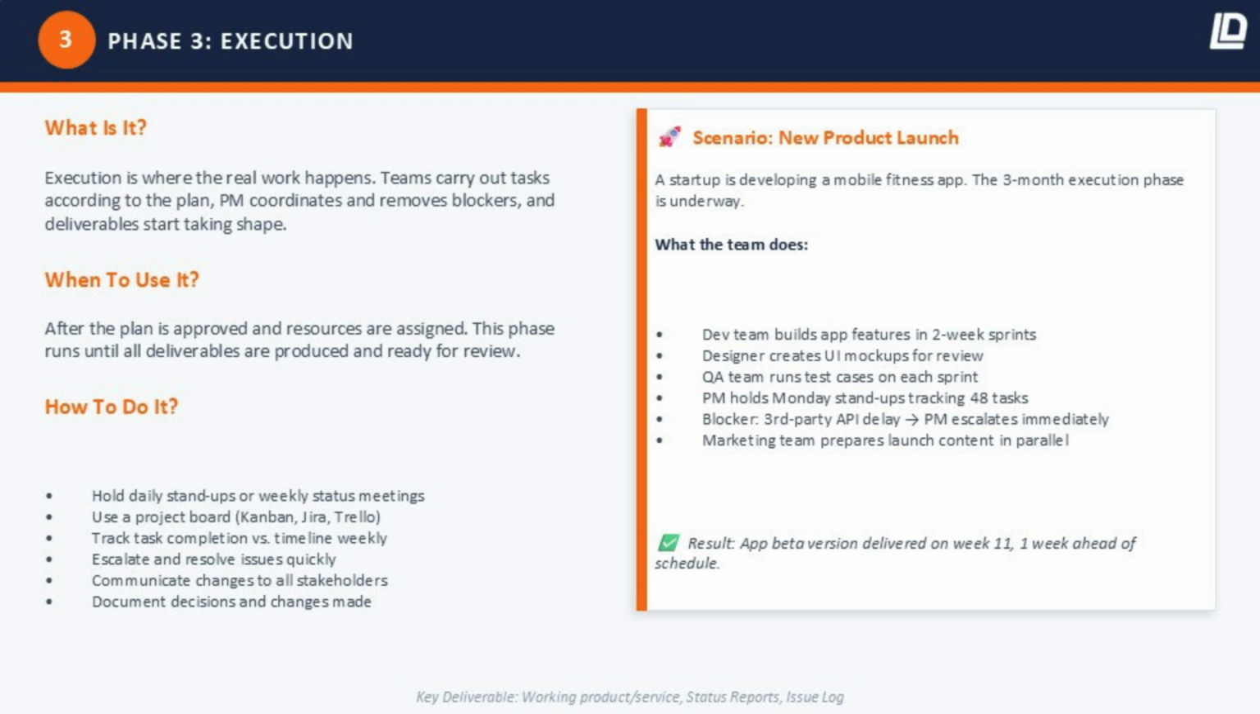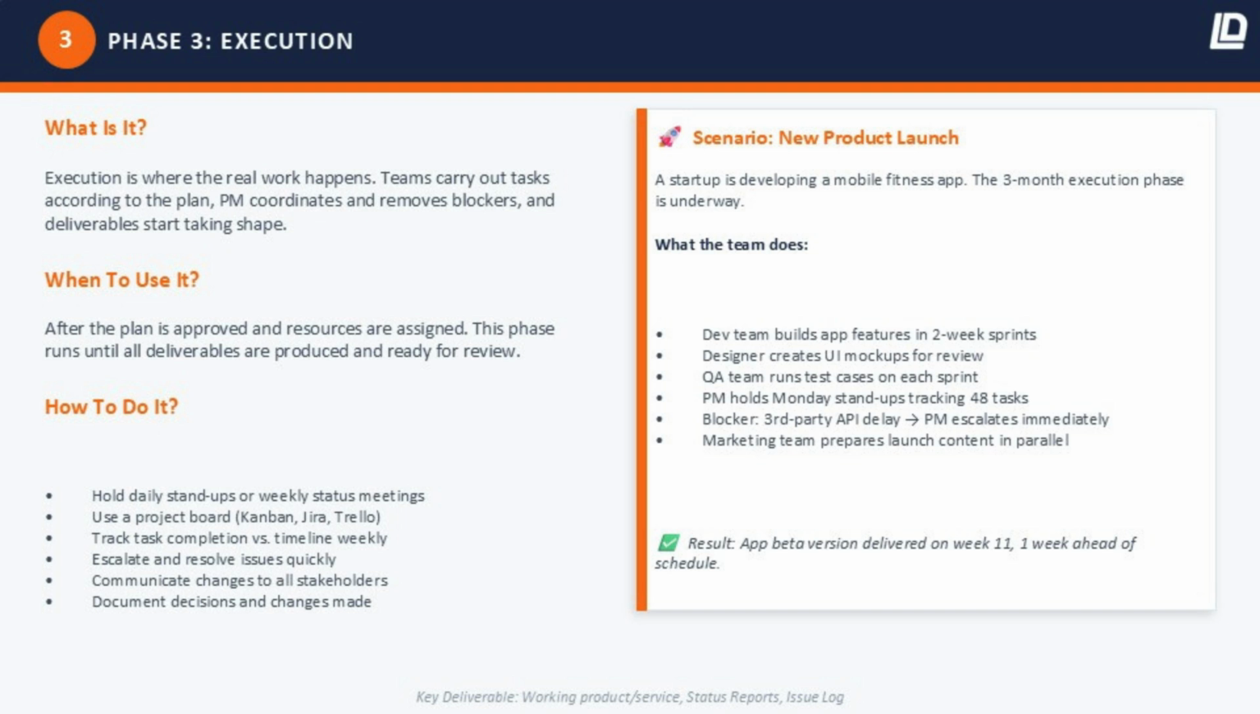Hold daily stand-ups or weekly status meetings, short, focused, action-oriented. No 90-minute rambling sessions. Use a project management board, tools like Jira, Trello, or even a physical Kanban board work. The point is visual clarity about what's to do, in progress, and done. Track task completion against your timeline every single week. If something is slipping, you need to know on day 1, not day 20.